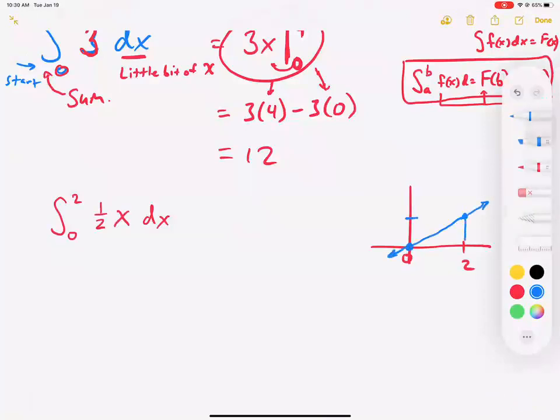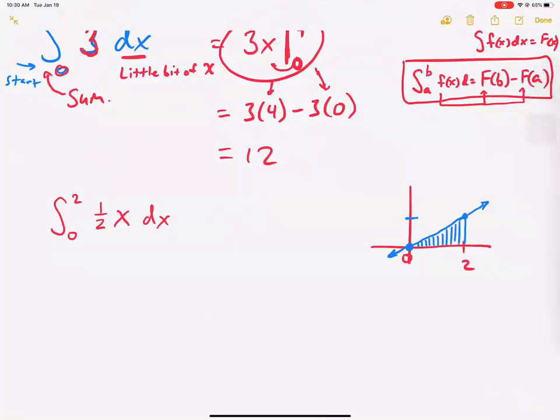Now, looking here, what does the area underneath this curve look like? We can use our simple equation. The area is equal to 1/2 base times height. 1/2 of 2 times 1 is 1. The answer is 1. Cool.